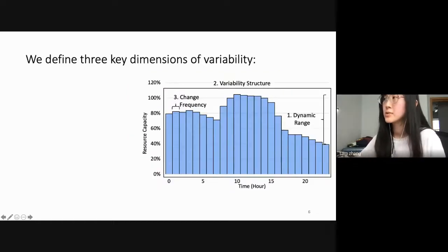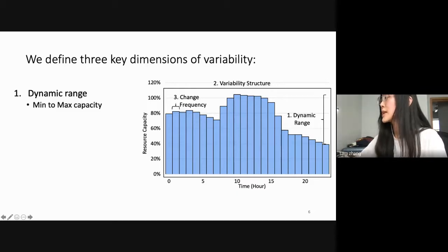So in order to generally understand the impact of current scheduler response to the capacity variation, we define 3 key dimensions of the variability. As we see on the right-hand graph, this one is the variability traces that I previously talked about. The first dimension is the dynamic range, which measures the minimum to maximum capacity that a variation could go up or down to.